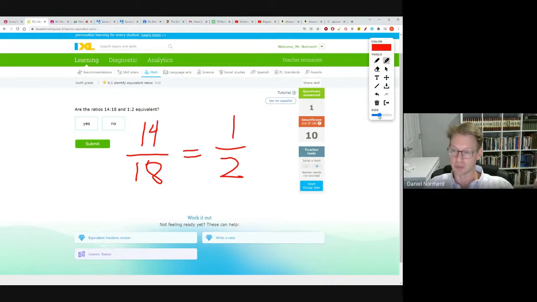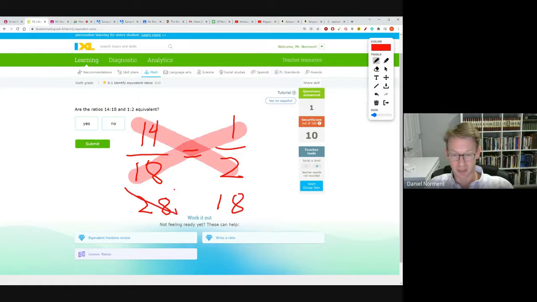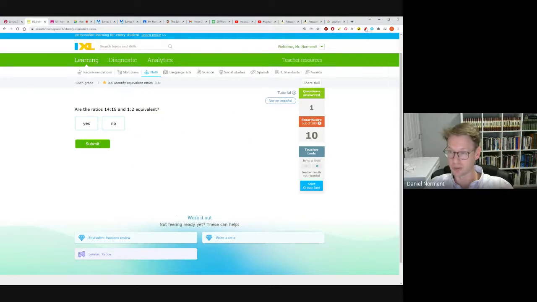So here's what I'm going to do. I'm going to do 14 times 2. I'm going to do 18 times 1, okay? 14 times 2 is 28. 18 times 1 is 18. Those are not equal. So they're not equivalent. So I'm going to click no, and I'm going to do one more.